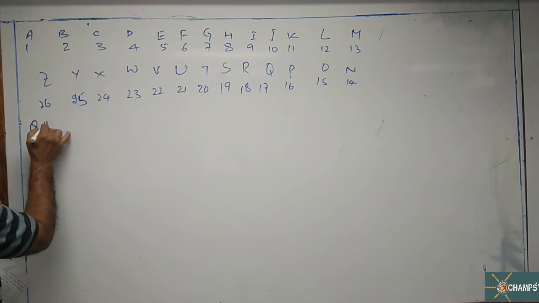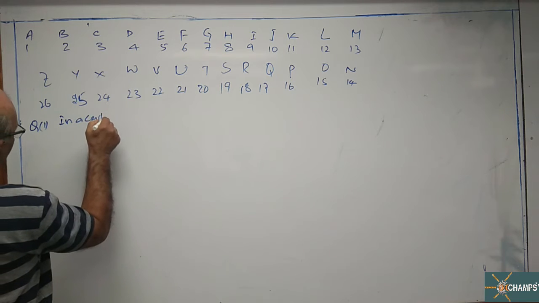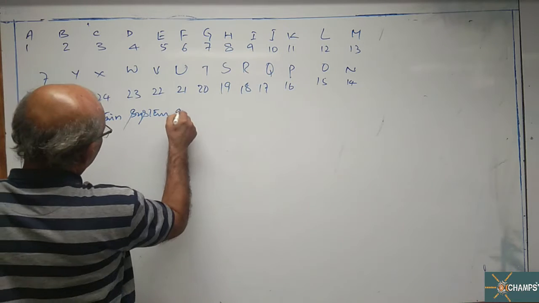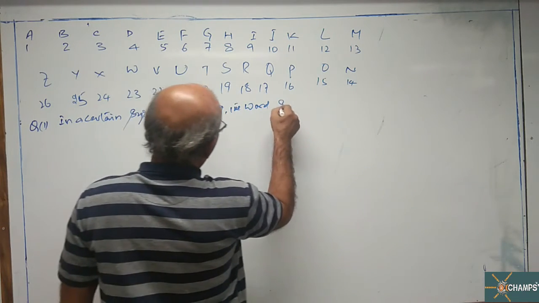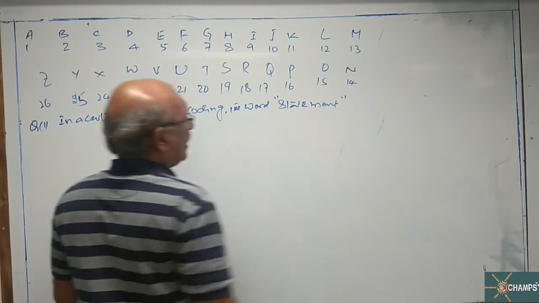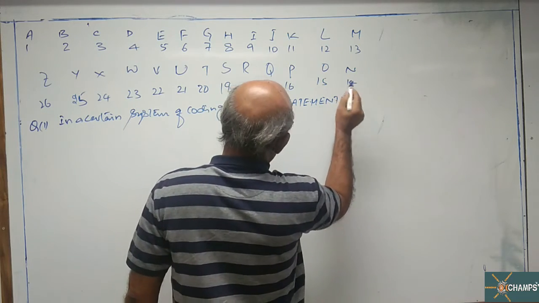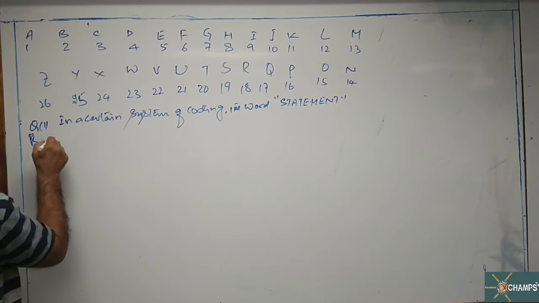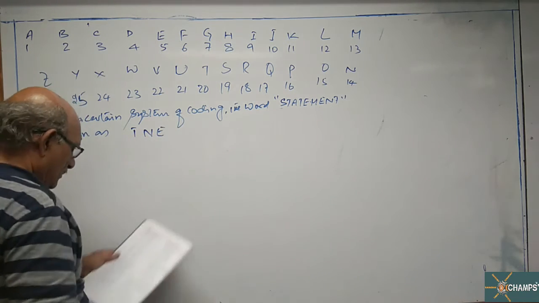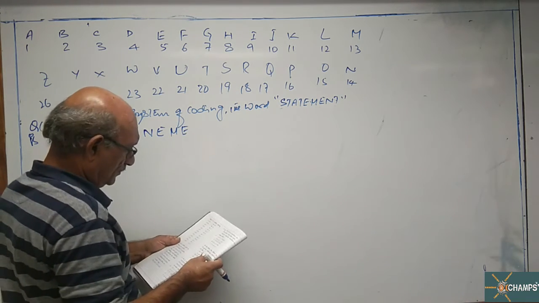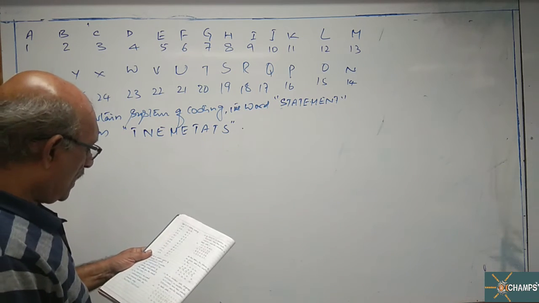Look at question number 1. In a certain system of coding, the word STATEMENT, let me write this in capital letters, sir, is written this way: TNEMETATS.